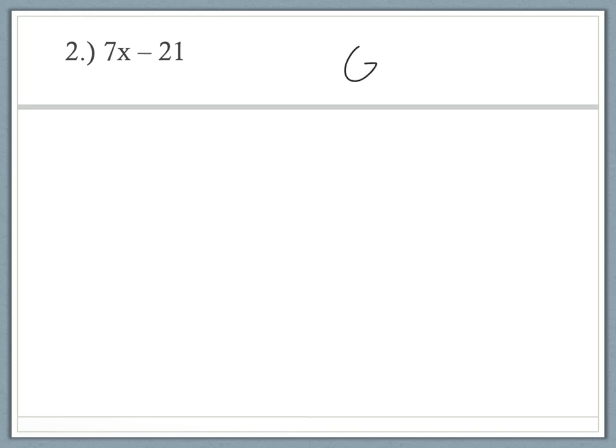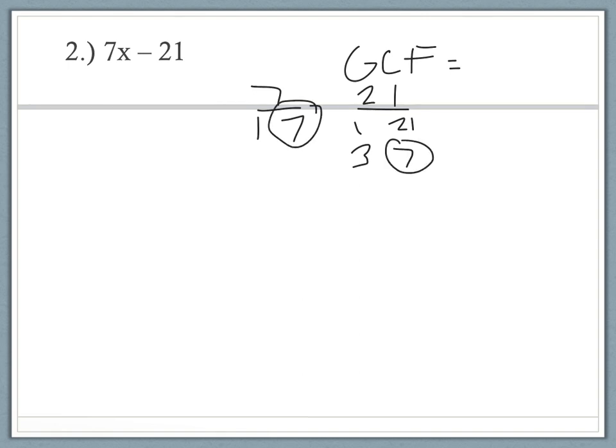Now let's look at this one. Okay, so our GCF. Okay, let's try to find that. So I know 7, what goes into 7? 1 and 7, that's about it. Let's see what goes into 21. 1 and 21. And then we also have 3 and 7. Okay, so now the greatest common factor, the biggest number they have in common, is 7. So I know 7 can go into both of them.